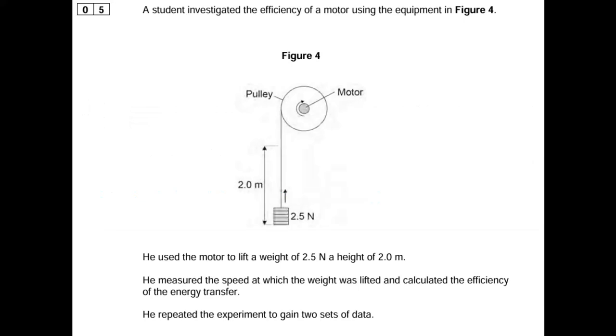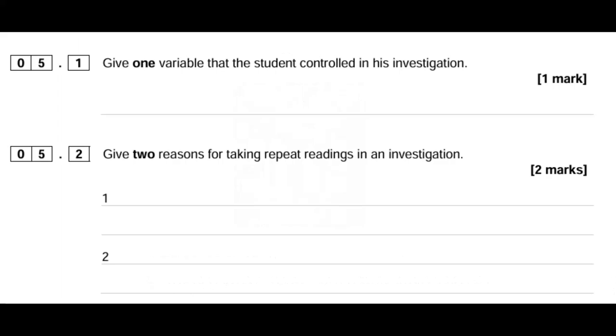Next up, we're given an investigation where a student investigates the efficiency of a motor, and they do this by using the motor to lift a weight of 2.5 newtons, and then measuring the speed, and then using this to calculate the efficiency of the energy transfer from the electric energy stores of the motor to the kinetic energy stores of the weight. And then we start off with a couple of questions which are fairly standard for, in fact, all the sciences, where you just have to comment on the experiment.